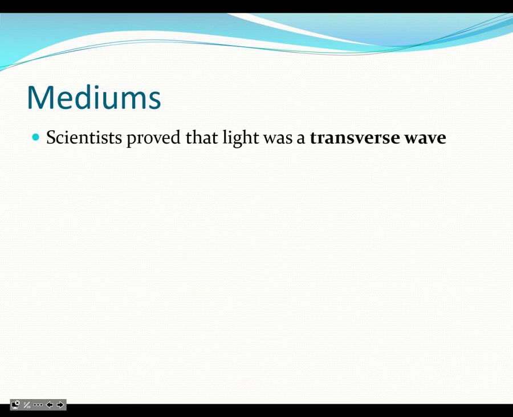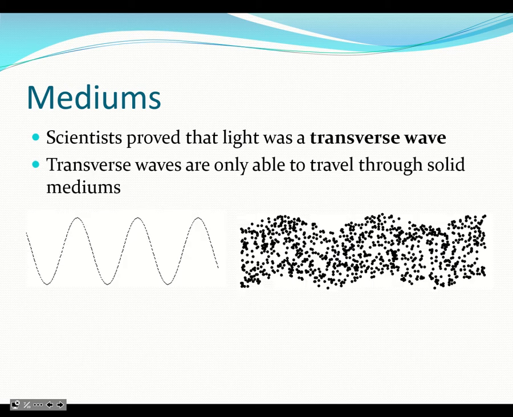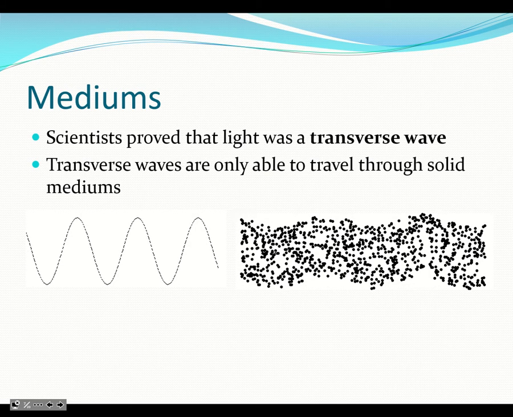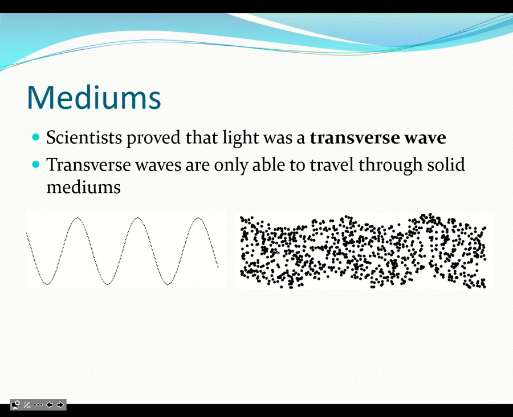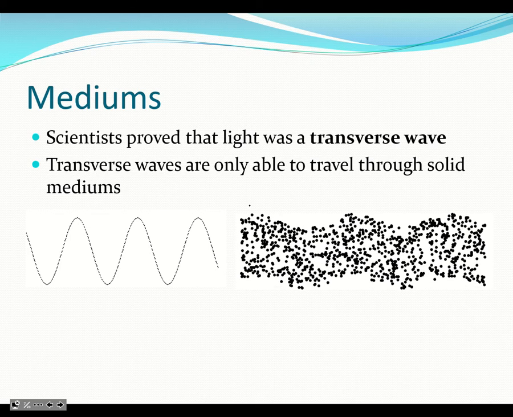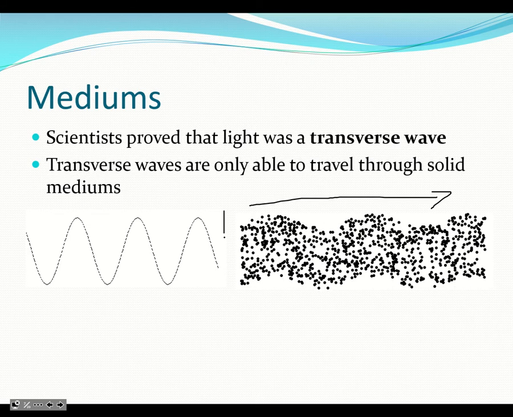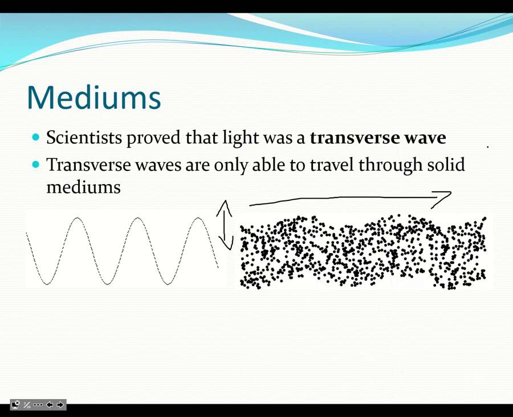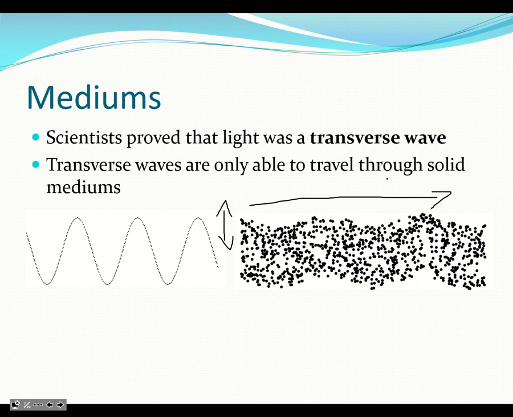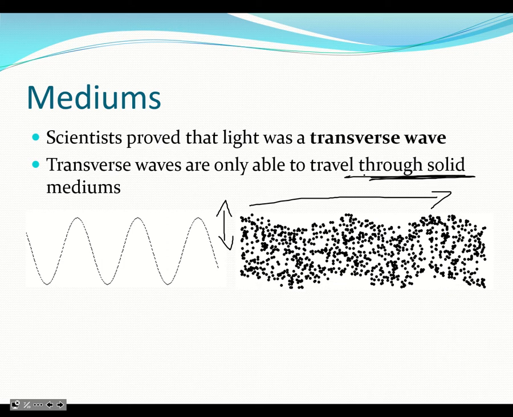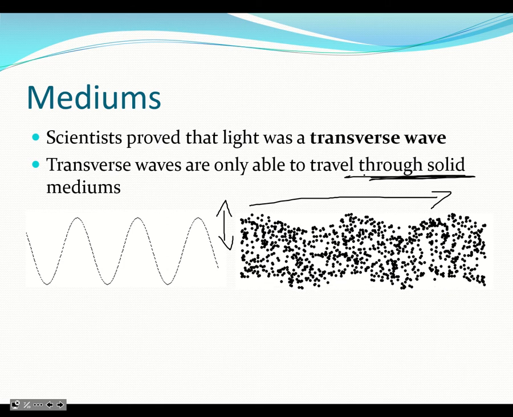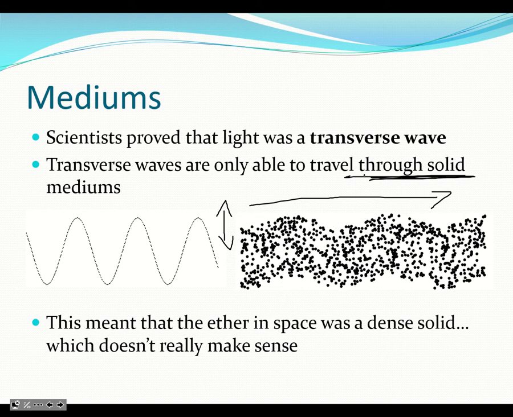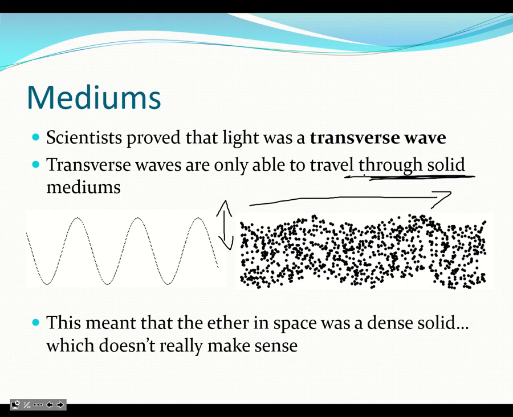So scientists proved that light was a transverse wave, and a transverse wave looks like this, where the particles sort of go up and down. If you look at the individual particles, they're just bobbing up and down, but the wave goes this way. So the particles go up and down, and the wave travels that way. That's a transverse wave. And transverse waves are only able to travel through solids. So this meant that if there was truly an ether in space, that this ether was a dense solid, and that didn't really make sense, right?